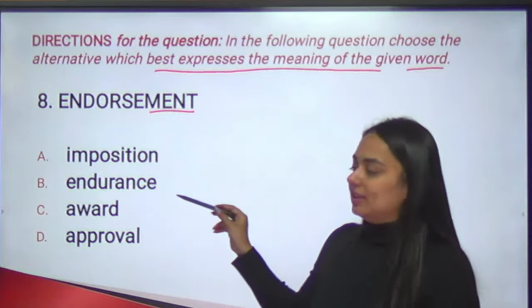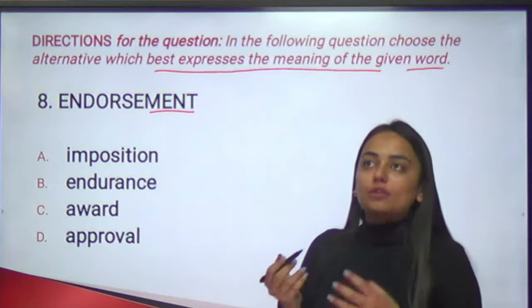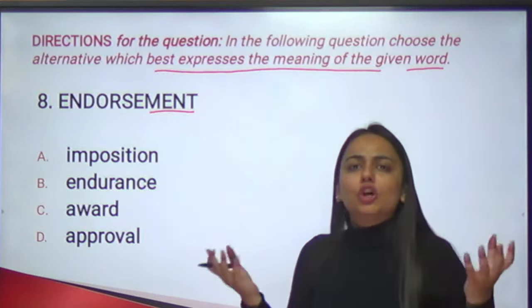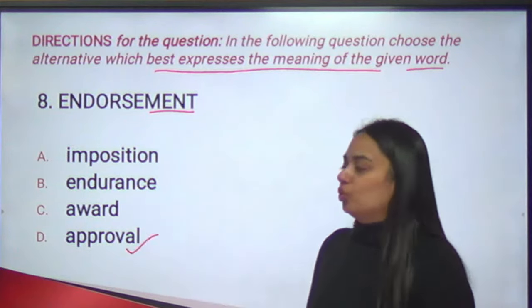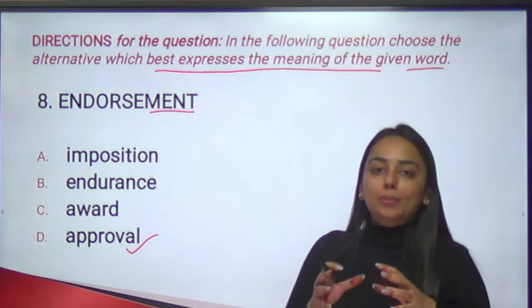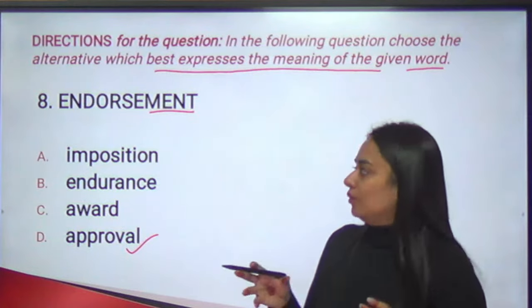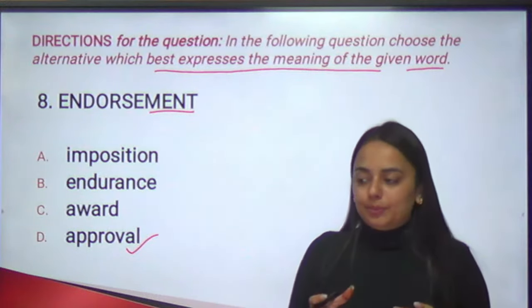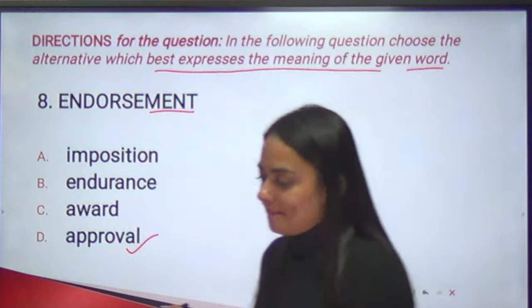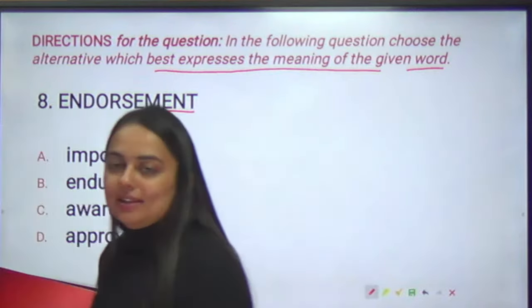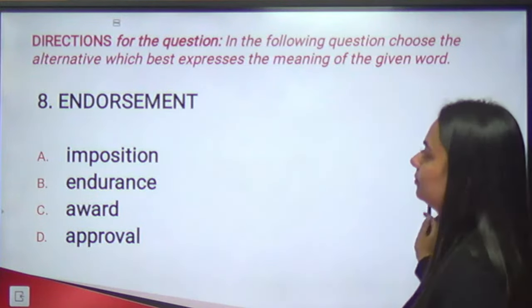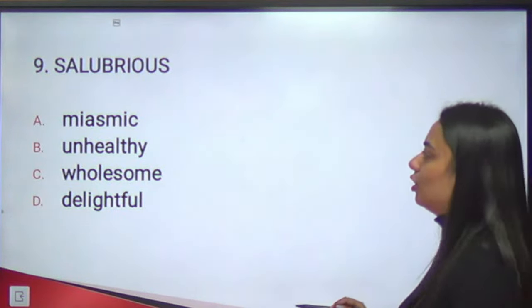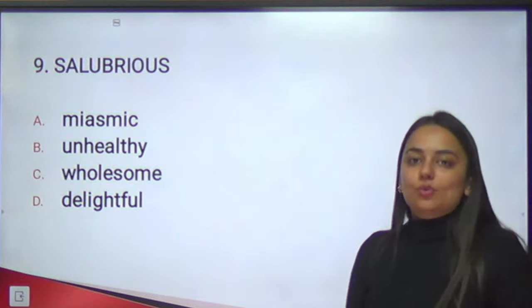Endurance nahi ho sakta. It shouldn't be award because you're not awarding anyone. Rather, officially or publicly, you are agreeing on something. It should be approval. जब किसी चीज को public official approval मिले, so we call it endorsement. Absolutely right. Again, Dipanshi, very good, wonderful. Keep it up. One more question of synonym. Salubrious. What does it mean?